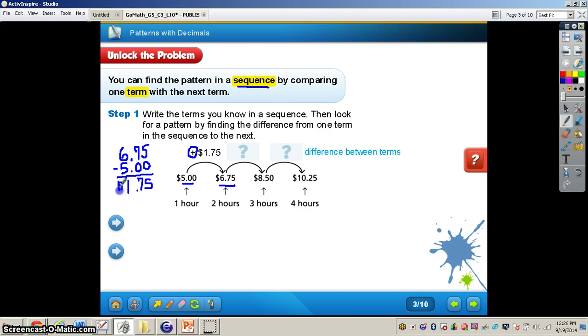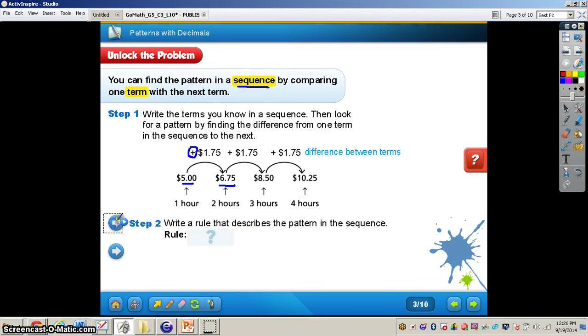Now, we don't just say, okay, that's the pattern, and then call it quits. You need to make sure that this pattern works for every sequence, and also as you compare the terms. So we take $6.75. What is happening to that in order to make it $8.50? Once again, $1.75 is added. $8.50 to $10.25. Once again, $1.75 is added. So we're starting to see a pattern.